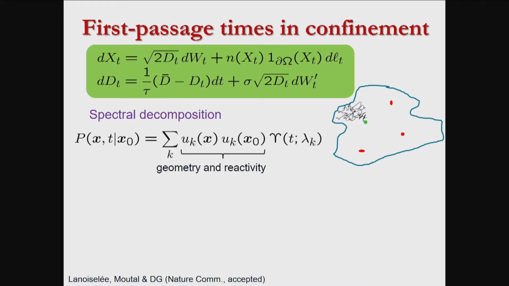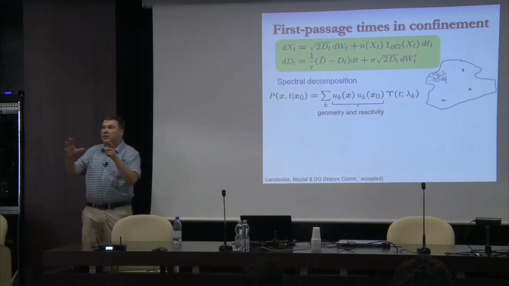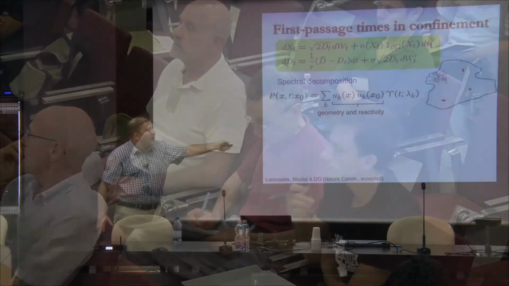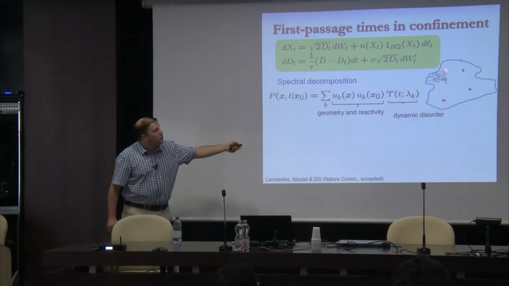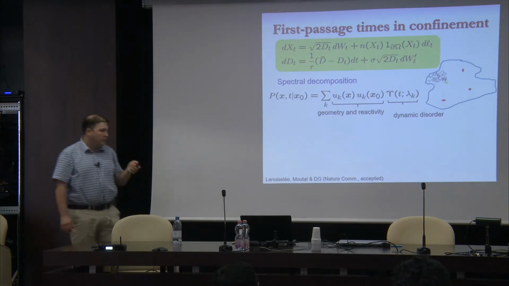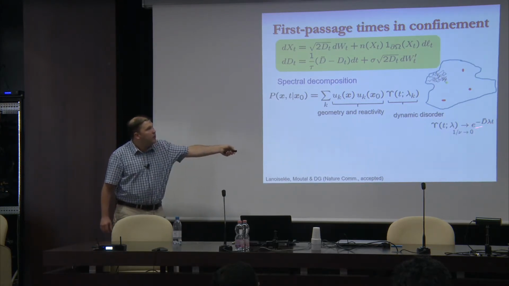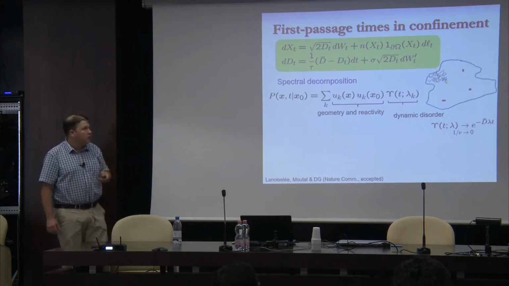So essentially, the eigenfunctions of the Laplacian in this domain would determine the geometry of this bound confinement and the reactivity of these targets. So where are they located, what is their shape, etc. And in terms of the dynamic disorder, it enters only in this part. And again, if the disorder is removed, then you get this exponential term and you recover the standard spectral decomposition.